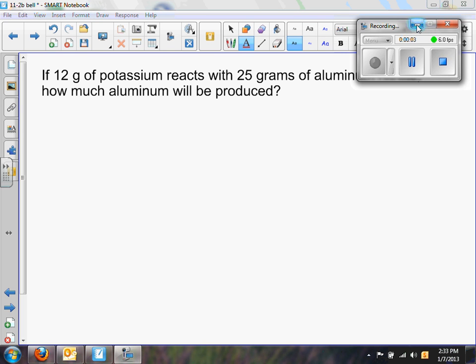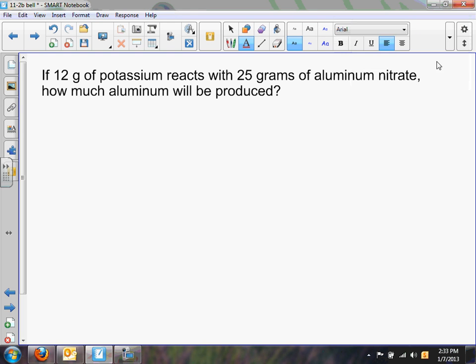We've learned how to identify what the limiting reagent is, now we'd like to solve a limiting reagent problem. So this question says, if 12 grams of potassium reacts with 25 grams of aluminum nitrate, how much aluminum will be produced? So again, we first need to start with a balanced equation.